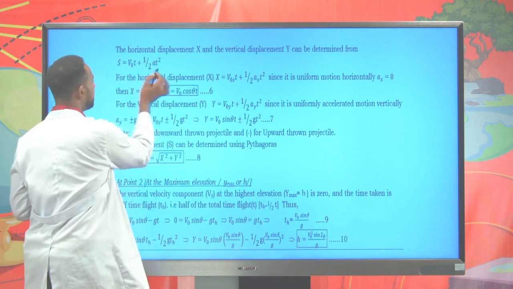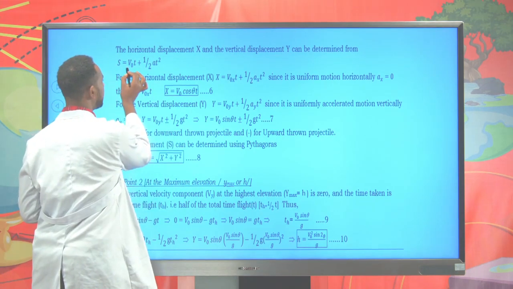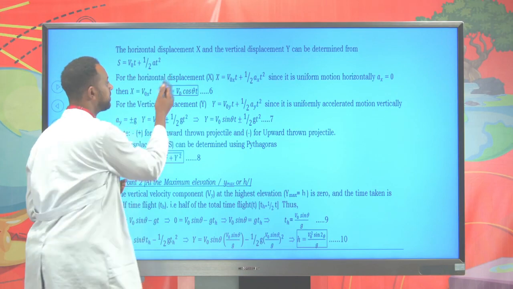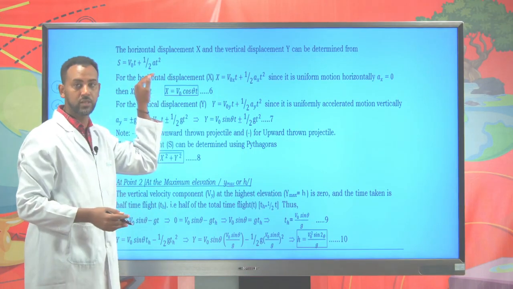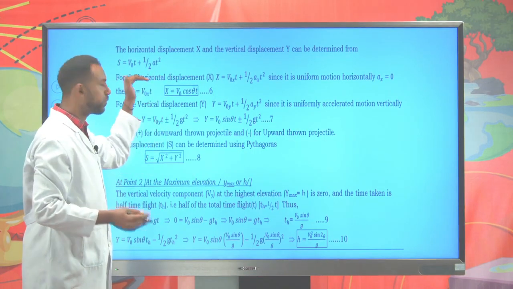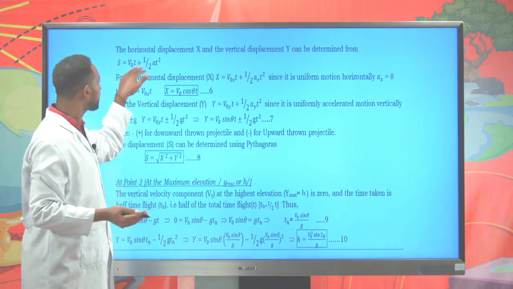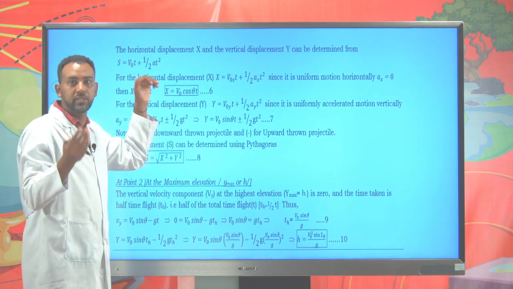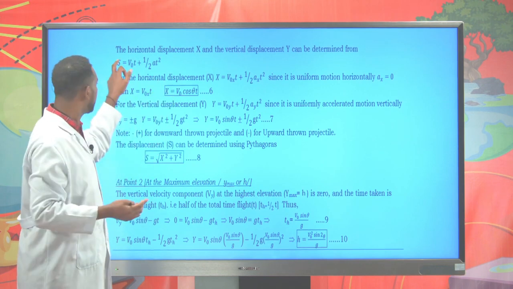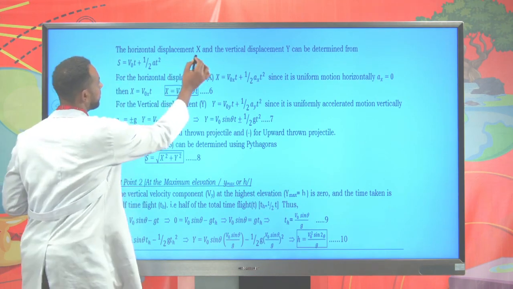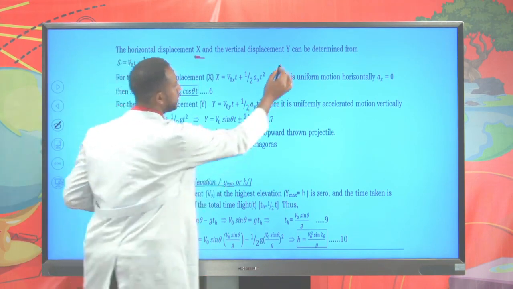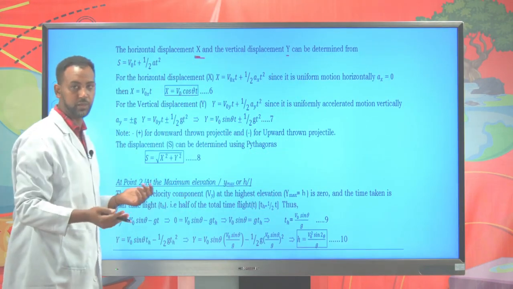We know that the displacement equation is displacement s equals initial velocity times t plus half a t squared. This is the general equation that we use for uniformly accelerated motion. And we have to decompose this displacement into horizontal and vertical. For horizontal, we use x, okay? And for vertical, we use y or h sometimes.